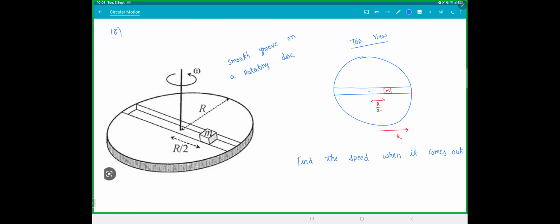Let's get this, everyone. Anyone confused with the picture, please ask me. So you have a disk with a slot. You kept the block at a distance of r by 2. Once you start rotating, the block will start getting pushed out. Who is pushing it out? Centrifugal force. Meaning if you stand on the rotating frame, that's more easy to see. The question is with what speed will this come out of that slot?